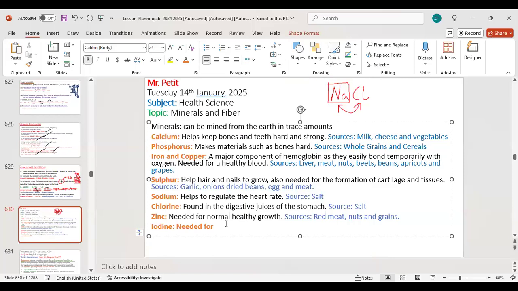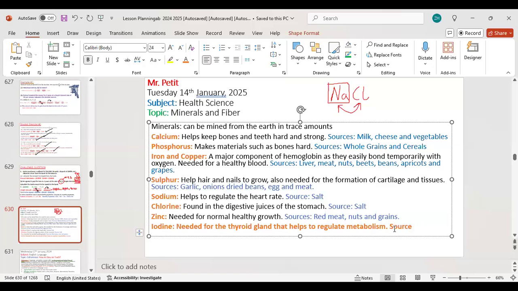But iodine is needed for the thyroid to stay healthy. That butterfly gland, the thyroid gland, that helps to regulate metabolism. Can you recover from the problem though? Yes, you can. You wrote regulate twice, so delete the repeated word.